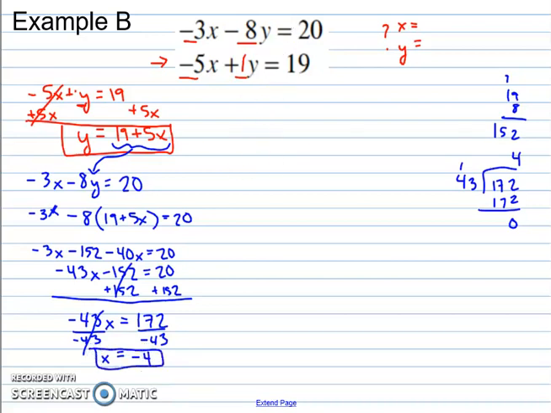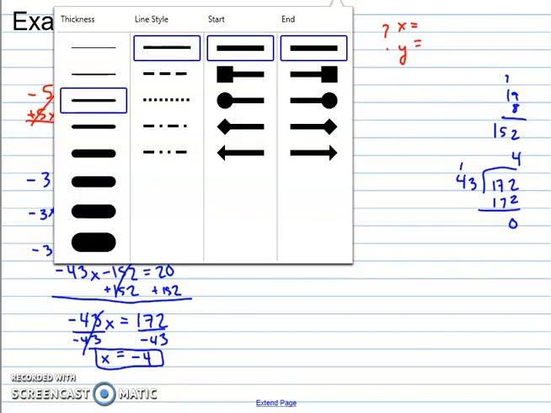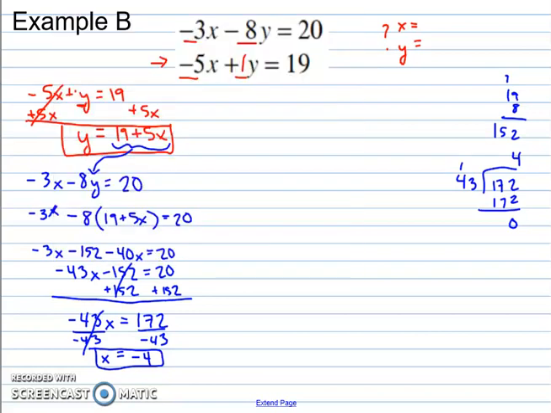Whew! All right, that was a lot of work. Here we go. We're not done yet, because we found x, but we haven't found y yet, right? So we're going to take this, whew, and we're going to plug it back into our other equation here. So where we were before, we're going to plug in where we isolated it, right here. So we're going to come back to this one. So I'm going to say y equals 19 plus 5x. And now we're going to plug in negative 4 for x.